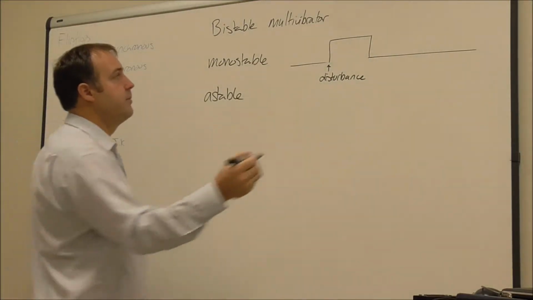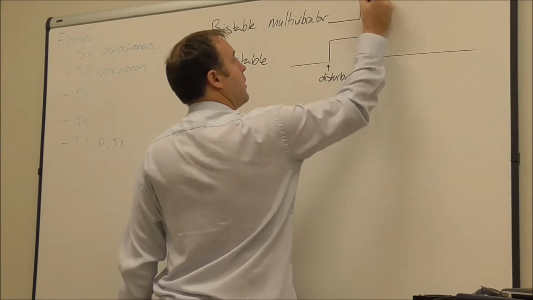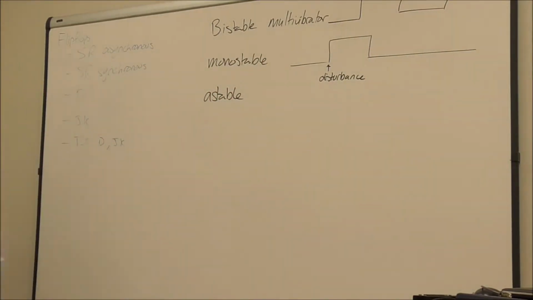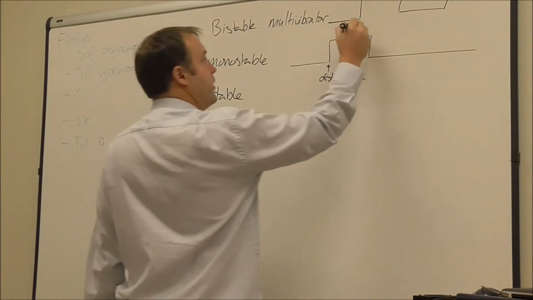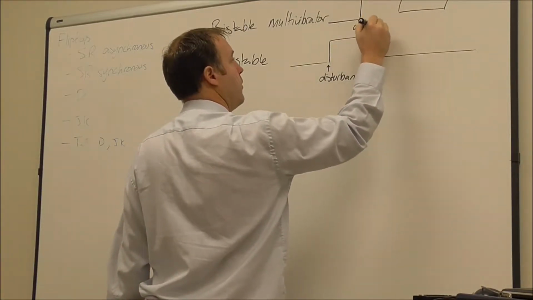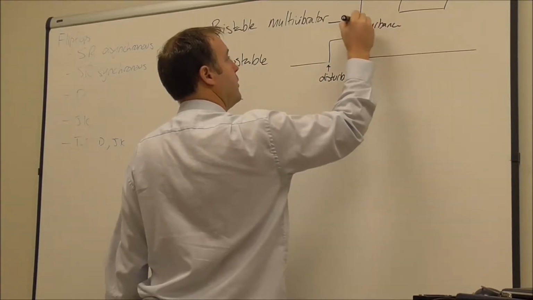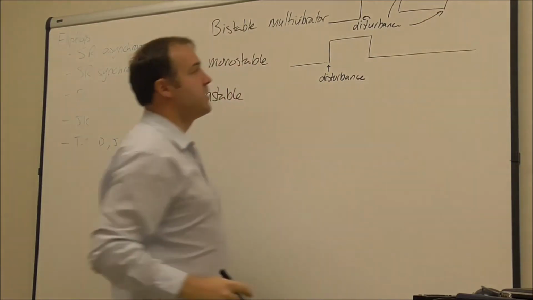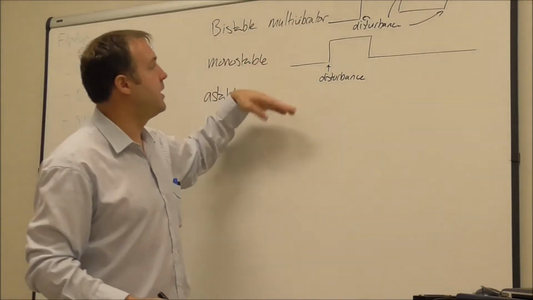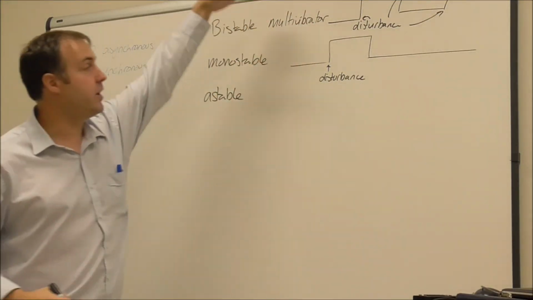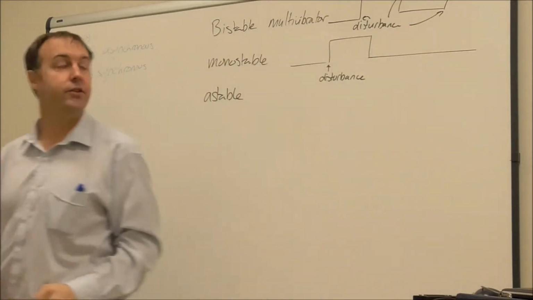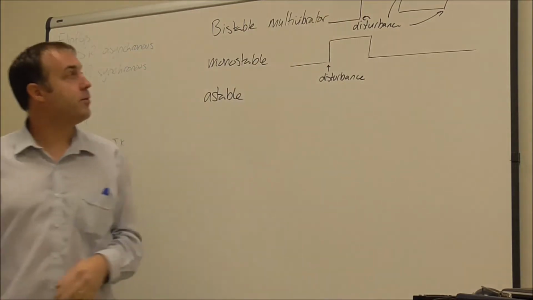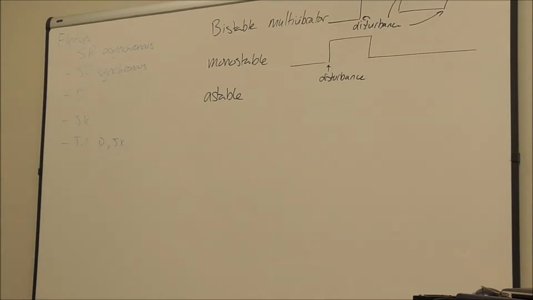A bistable needs a disturbance to change state every time. So there would be a disturbance here. There would be disturbance there, and there. So this is a timing diagram. So these are the logic levels, or voltage levels if you like, and this is time on the horizontal axis there. And a disturbance is required for a bistable multivibrator to change every time.